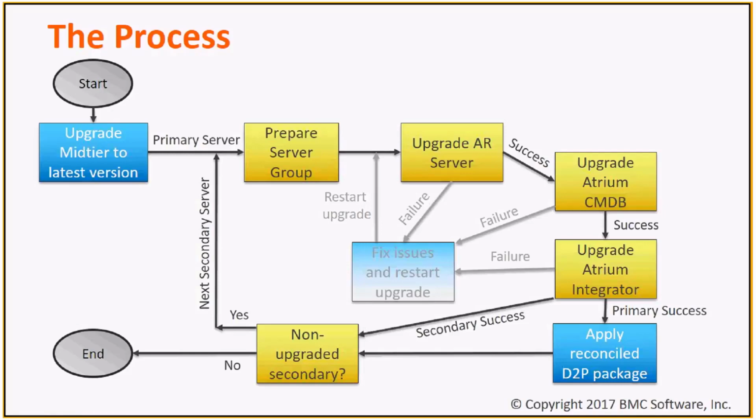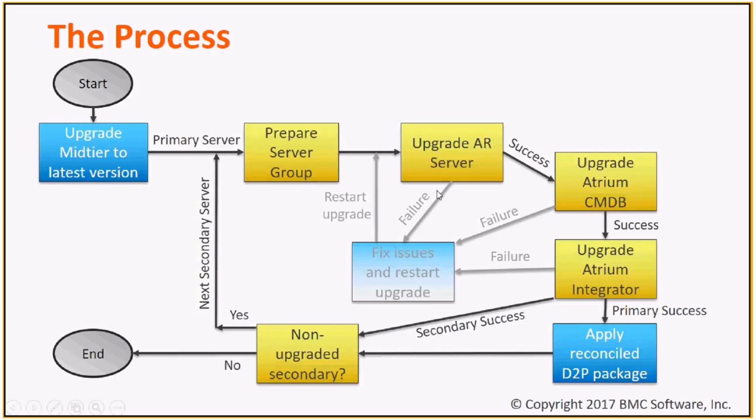Then you perform an AR server upgrade, CMDB upgrade, AI upgrade, all for the secondary server. And this time, on the secondary servers, there is no reconciled package step. So you just move on to the next secondary. And you repeat this entire process till all of your secondaries are upgraded. So once everything is upgraded, your zero downtime upgrade process is done, and everyone is still happily serving your end user traffic.